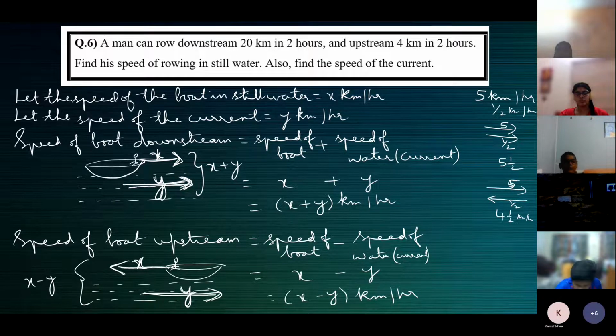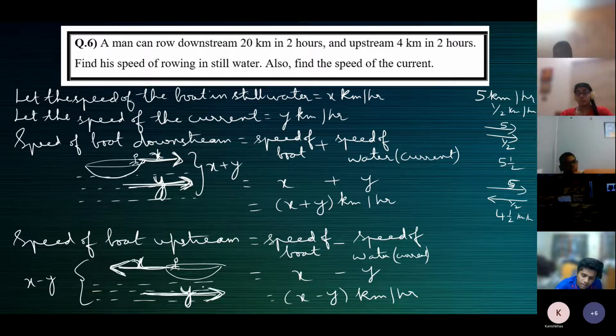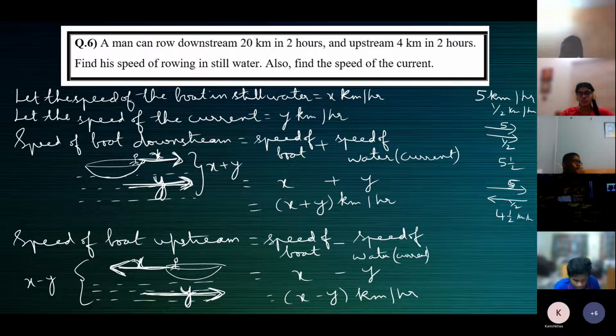So here the boat is moving at X kilometer per hour, but the water is flowing in the opposite direction at Y kilometers per hour. So the net speed will be X minus Y. That is the speed of the boat upstream will be X minus Y kilometers per hour. Is it understood, children? Yes, ma'am. Thank you, Tanishka.